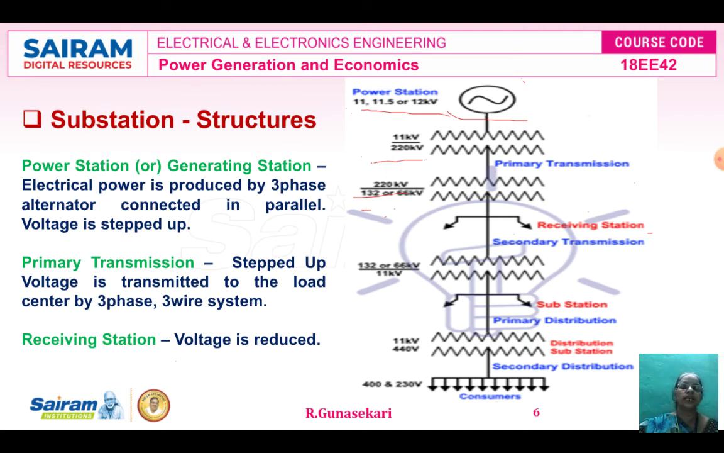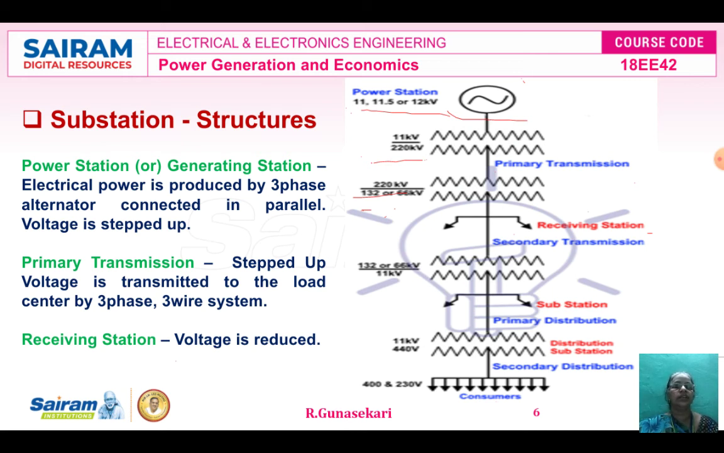Students, once again I recall the structure of the substation. What are the levels of the network? First, power station or generating station. Second one is primary transmission. Third one is receiving station. Fourth one is secondary transmission. Fifth one is substation. Sixth one is primary distribution. Seventh one is distribution substation. Eighth one is secondary distribution. The ninth one is the consumer.